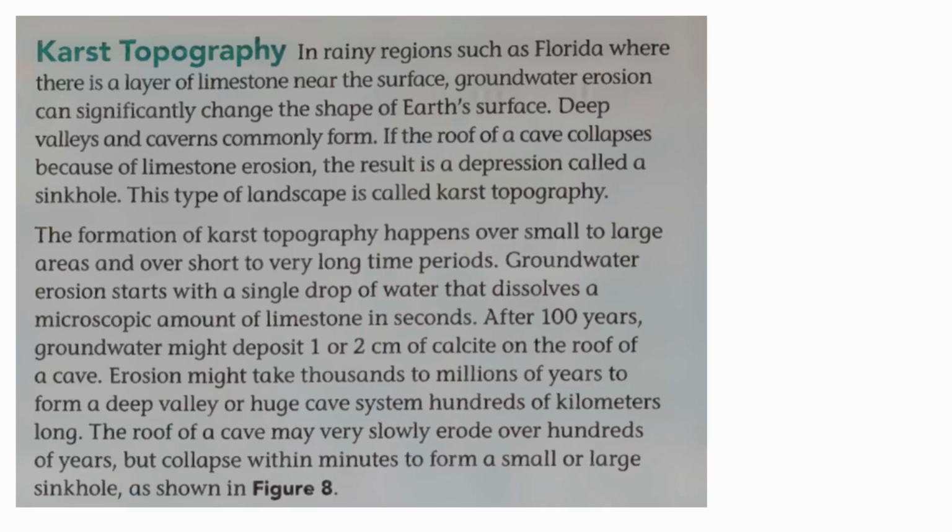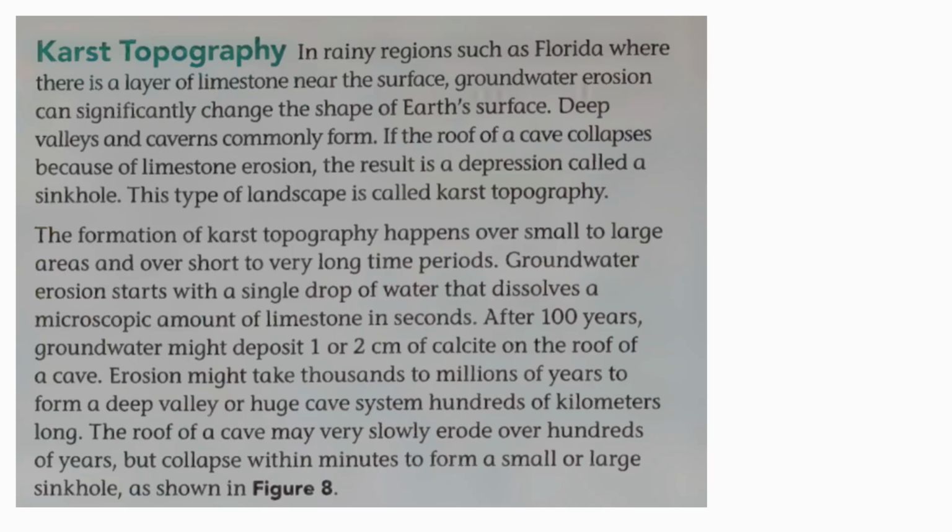The formation of karst topography happens over small to large areas and over short to very long time periods. Groundwater erosion starts with a single drop of water that dissolves a microscopic amount of limestone in seconds. After 100 years, groundwater might deposit 1 or 2 centimeters of calcite on the roof of a cave.